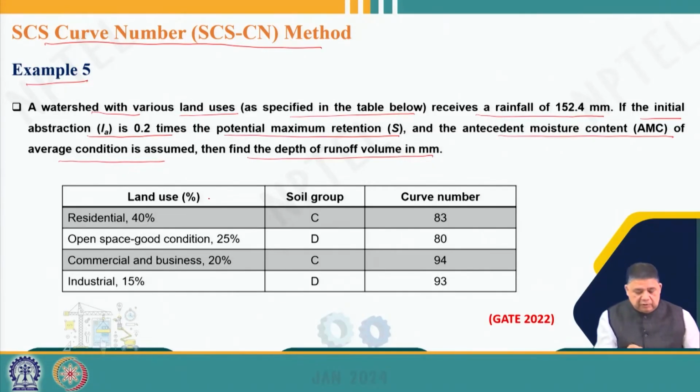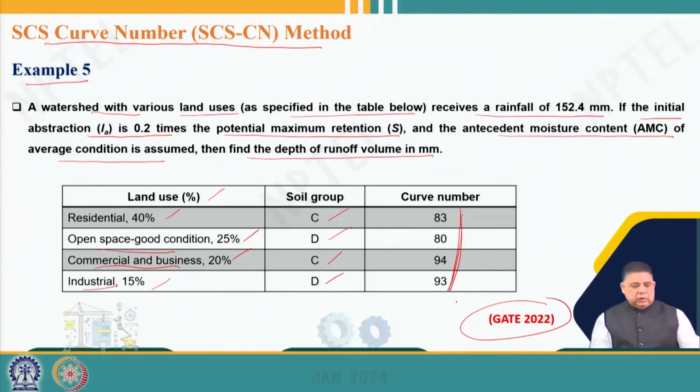And you have land use, percent land use, 40% under residential, 25% under open space good condition, 20% under commercial and business, and 15% industrial. And soil groups also, in two cases it is soil group C, in two other cases soil group D, and the applicable curve numbers are also given here. And this question is taken from GATE 2022 question paper.